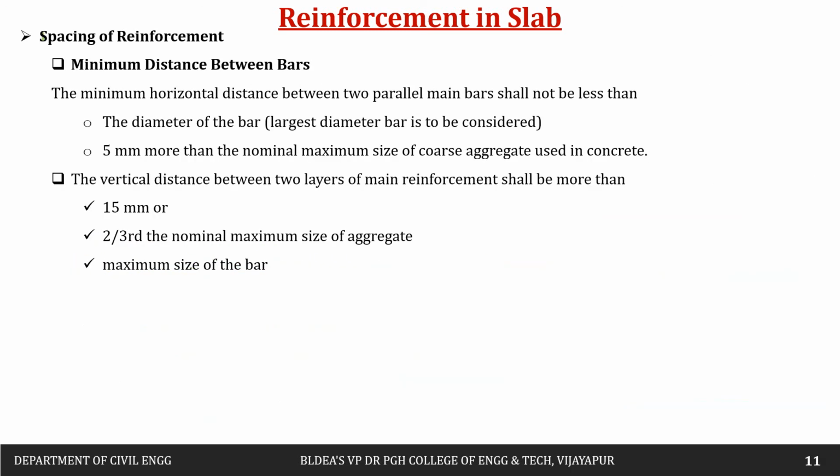Then next is what should be the spacing between those reinforcement. So one is the minimum distance between the bars. The minimum horizontal distance between the two parallel main bars shall not be less than, first one is the diameter of the bar. That is, the largest diameter of the bar has to be considered.